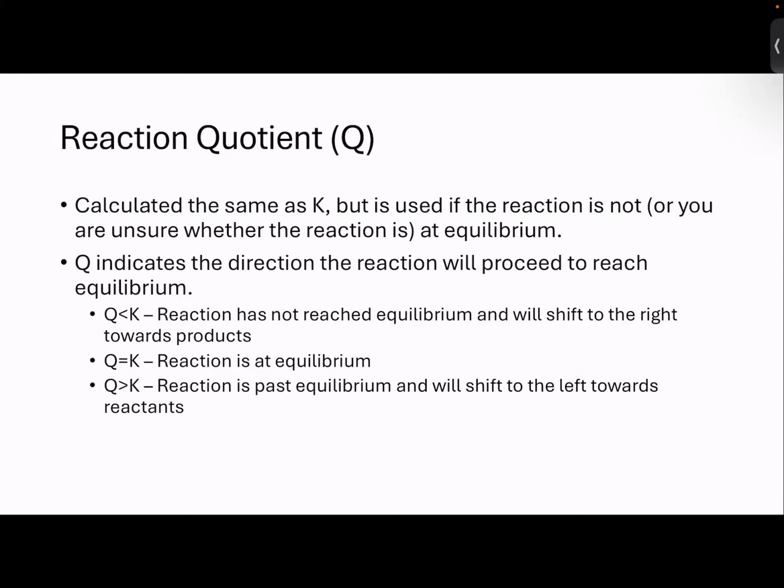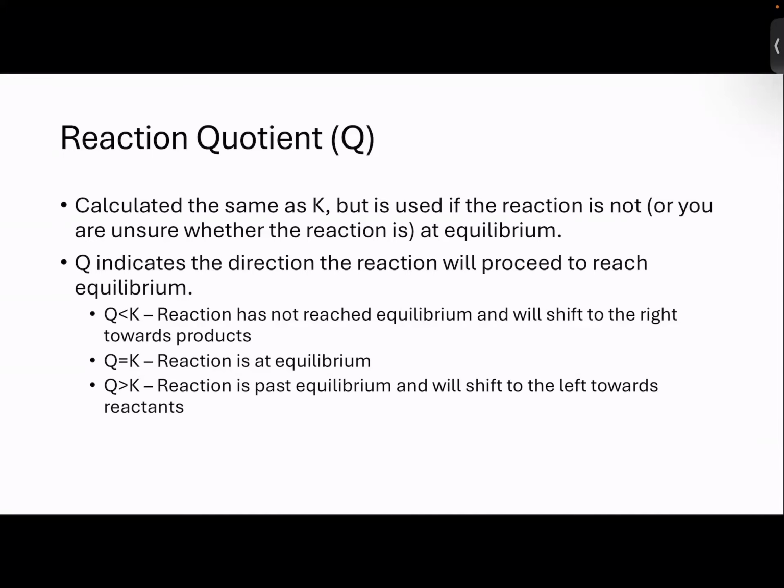If your Q is less than the K value for the reaction, it is telling you that the reaction has to shift in the forward direction, meaning it has to go from reactants to products in order to establish equilibrium. If your Q value is equal to K, that means you are at equilibrium. Finally, if your Q value is greater than K, it means that the reaction has to shift back towards the reactants in order to reestablish equilibrium.